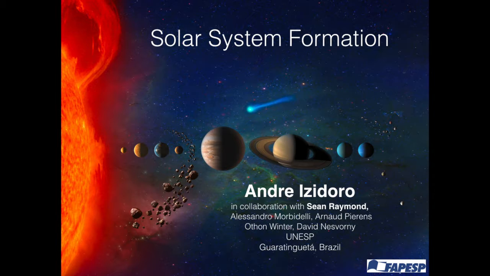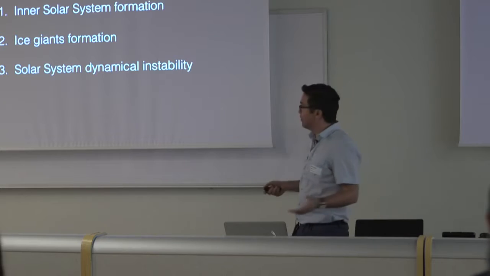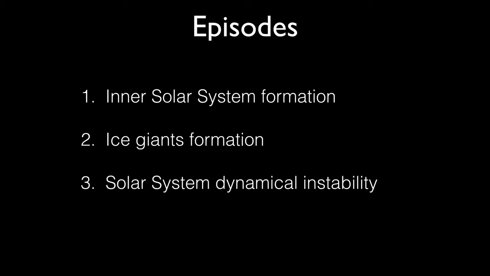I'm a postdoc at the São Paulo State University in Brazil, and I'm working on planet formation, basically. So today I'm going to talk a little bit about the solar system formation. I'm going to talk about a few episodes of the formation of the solar system: the formation of the inner solar system, the formation of the ice giants, basically Uranus and Neptune, and also the solar system dynamical instability.